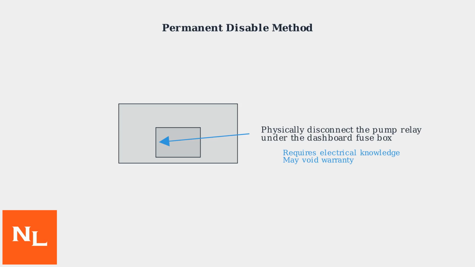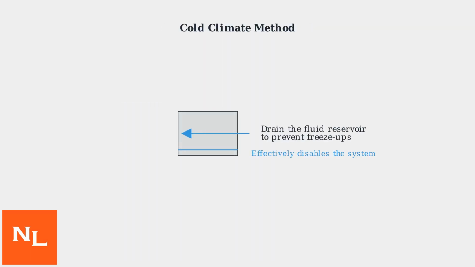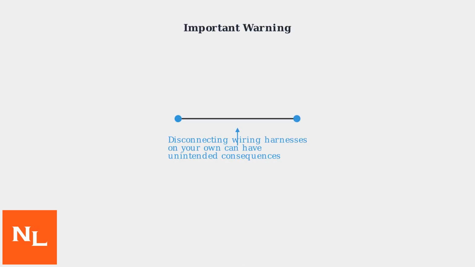For a more permanent disable, some owners choose to physically disconnect the pump relay located under the dashboard fuse box. However, this requires electrical knowledge and may void your warranty. In cold climates, draining the fluid reservoir can also prevent freeze-ups, effectively disabling the system. Disconnecting wiring harnesses on your own can have unintended consequences.